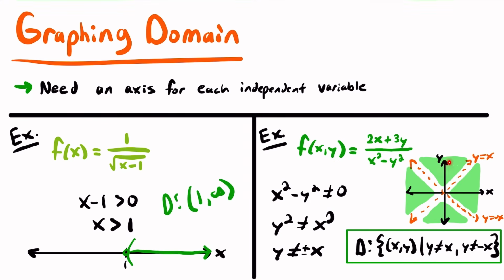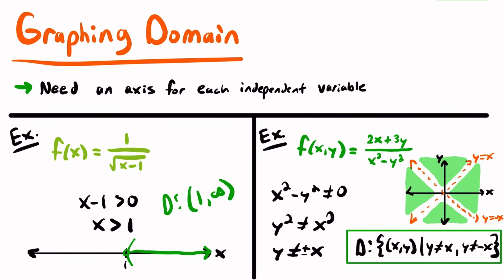I suppose you could shade in the whole coordinate plane, and then since you have those dotted lines, that means that those points are not included. But I do like to really emphasize the fact that we're not including those points, so I tend not to overlap the shading. Okay, but when you graph your domains in two dimensions, typically what you want to do is shade in all of the points that are included in that domain.